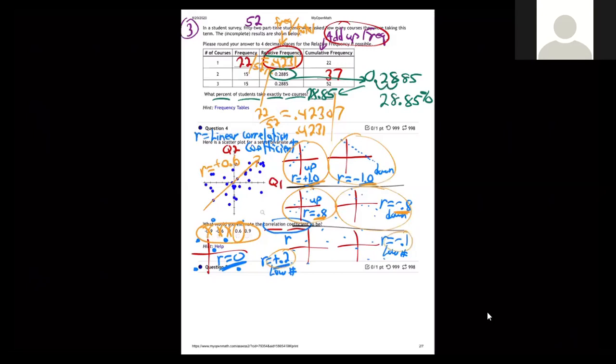And positive is up to the right. And we always mean to the right. Whenever we say up or down, we mean up to the right, down to the right. We mean as you go to the right, are you going up or down? As you go to the right.